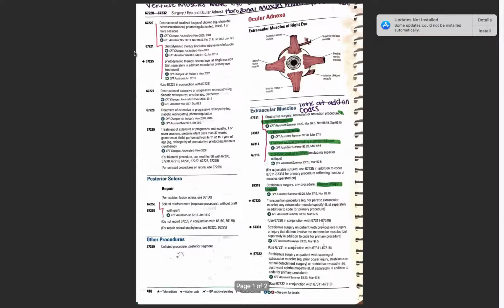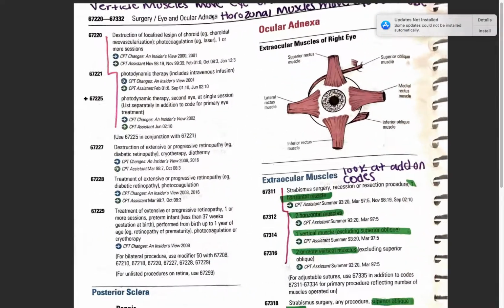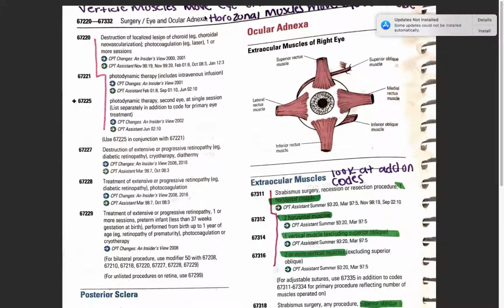Let's look at those together. This is the strabismus surgery section of my book. You can't see it, but I did put a note at the top that says vertical muscles move the eye up and down. Horizontal muscles move the eye side to side. These codes are based on whether the muscle was vertical or horizontal. You have, as you can see from this picture, which ones are vertical and which ones are horizontal. The medial rectus muscle and lateral rectus muscle are horizontal muscles. The superior rectus muscle and the inferior rectus muscle are vertical muscles.